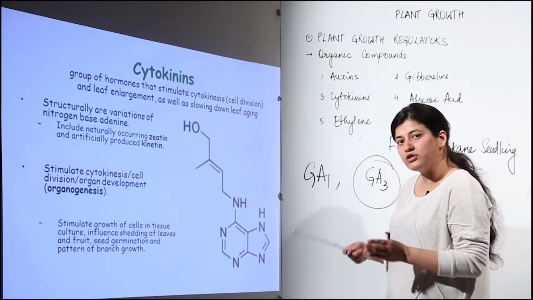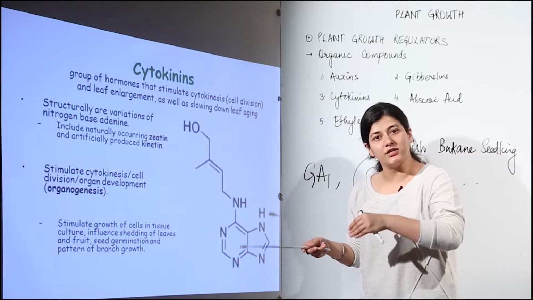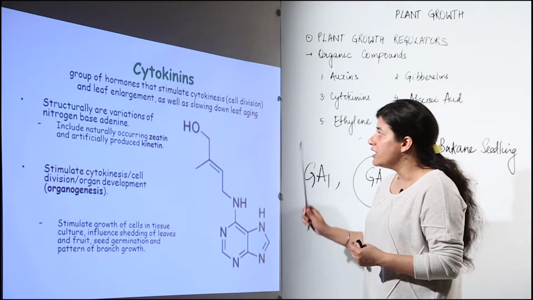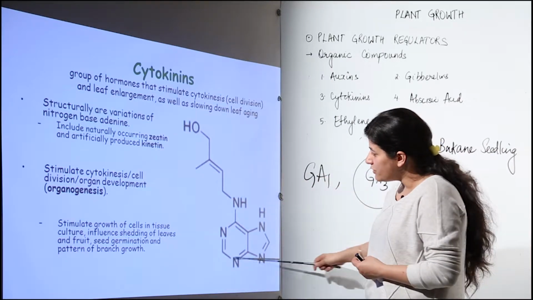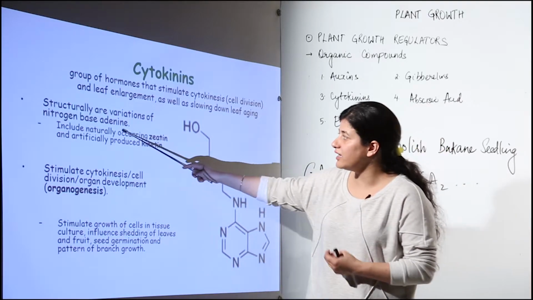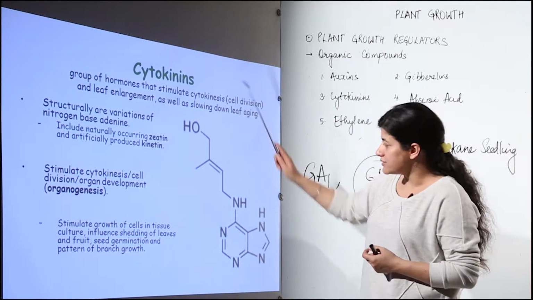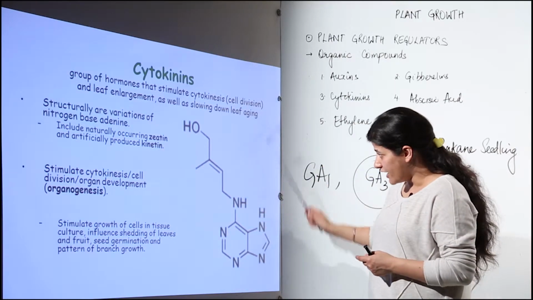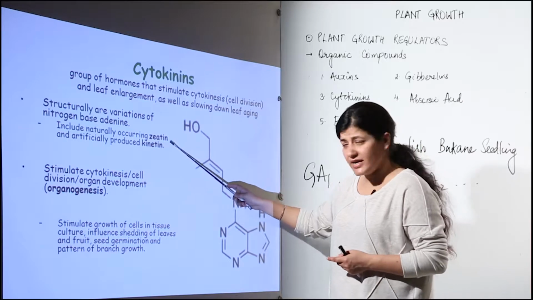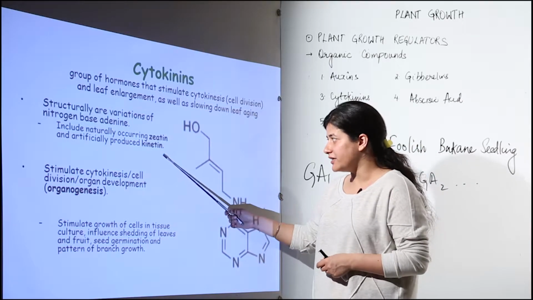So if we have to bring about total and holistic growth of a plant, we need to provide auxins, gibberellins and cytokinins in totality to the plant. Now the structure is very simple. Cytokinin is a derivative of adenine. Adenine is an organic compound, and its derivative is cytokinins. They occur naturally in the form of zeatin, and the artificially synthesized cytokinin is known as kinetin.